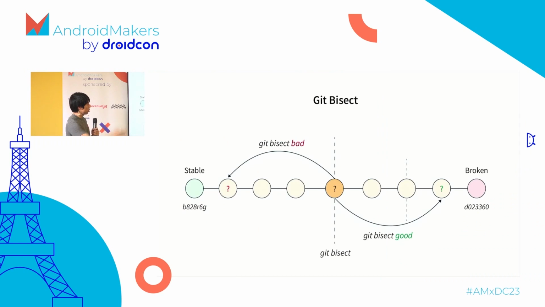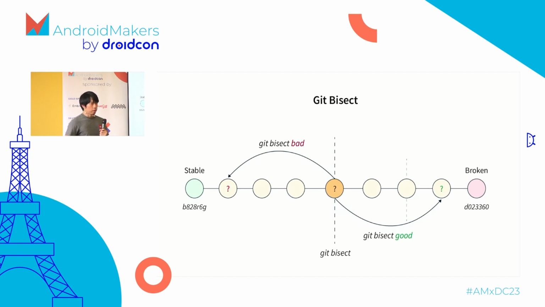Cool, so this is a visual representation of how it works. You have the broken one and the stable one. You apply git bisect, and it will tell you, this is the middle one. Is it working or is it not working? And you just say, oh, it's working, so git bisect good. So it goes to the right side. If it's bad, it goes to the left side. And then it will tell you what is the commit that introduced the bug.